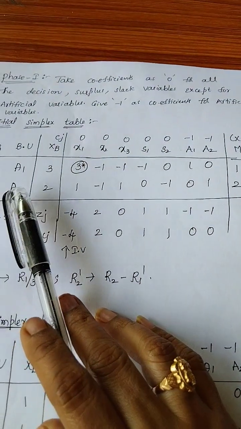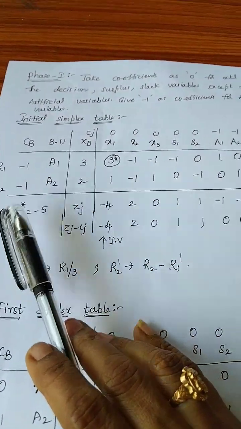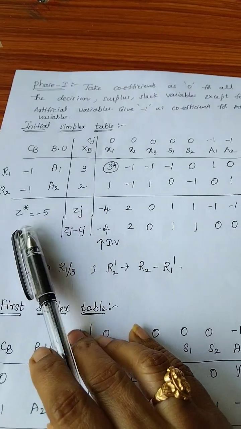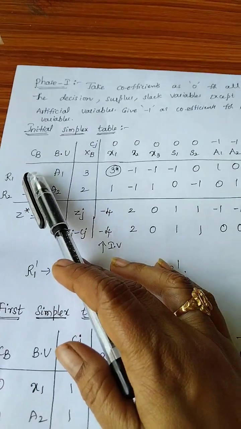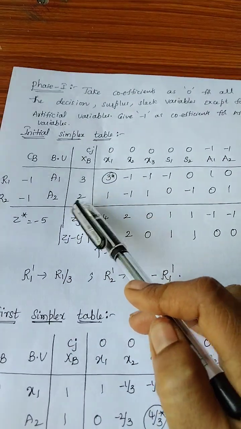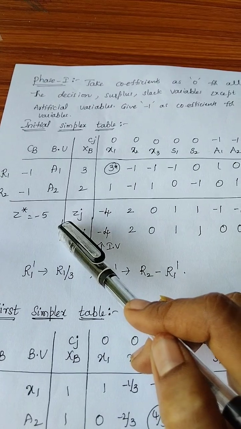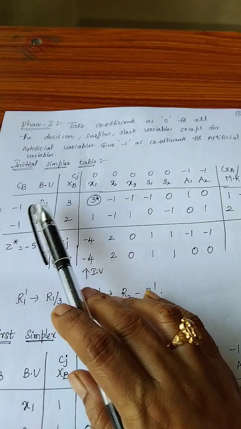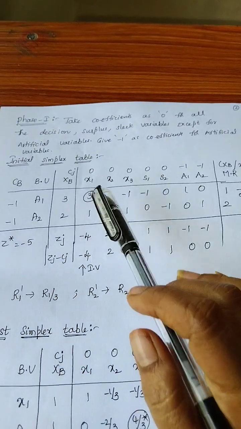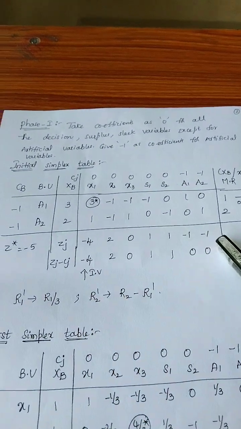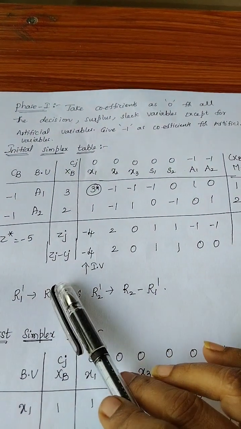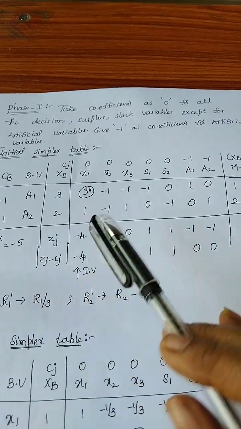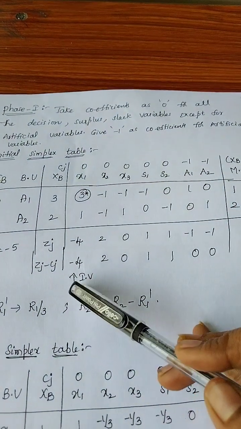We are going to find the value of z star. The formula is z star equal to summation cbxb, where summation cbxb means 3 into -1 minus 3 plus 2 into -1 minus 2, that is -5. In the same way you are going to find zj: 3 into -1 plus 1 into -1 is -4. Similarly you are going to find all the zj values. Now we are going to find the zj minus cj values. What is the formula for zj minus cj? -4 minus 0, you are going to get -4.